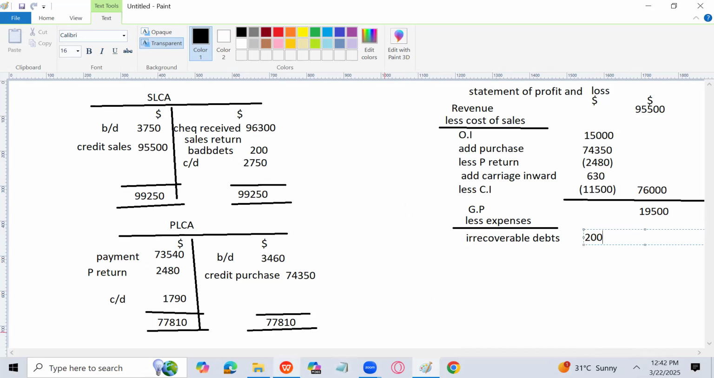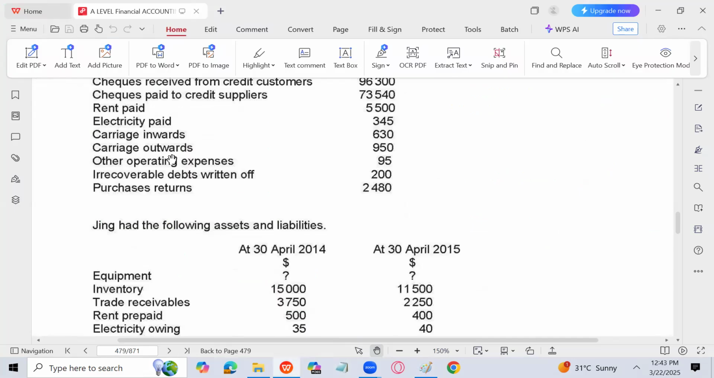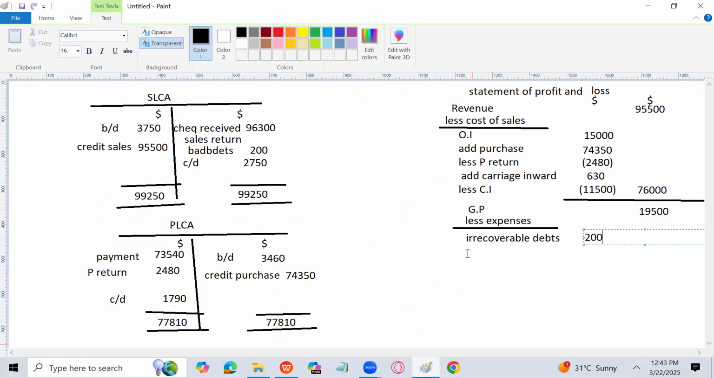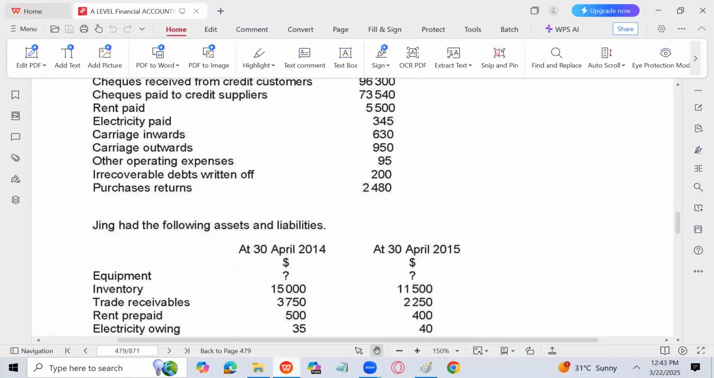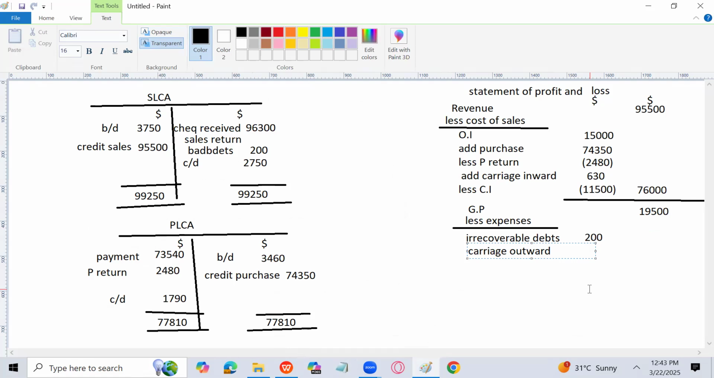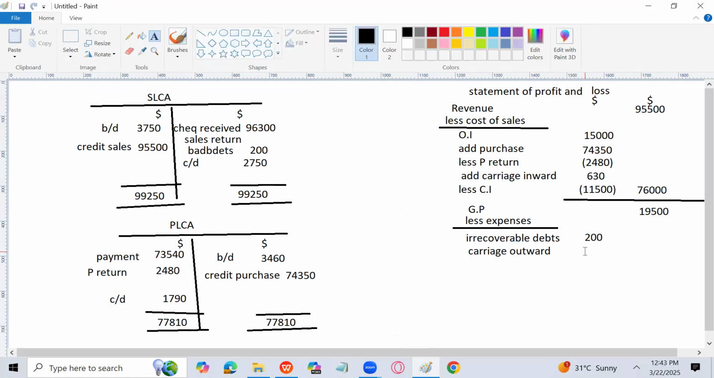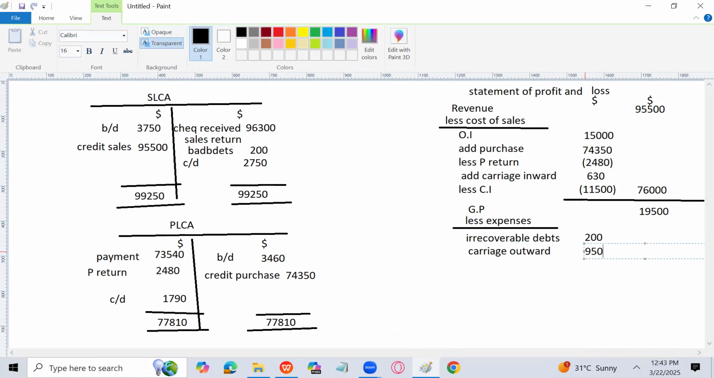Then next expense, let's see, carriage outward. That is 950. I have to write the carriage outward also because carriage outward is basically the carriage paid to deliver the goods to the customer, to deliver the goods to the outlet. That is not a direct expense. It is an indirect expense. It is not a factory expense. So that will be written under the heading of expenses, 950. Then I'm going to write other operating expenses.